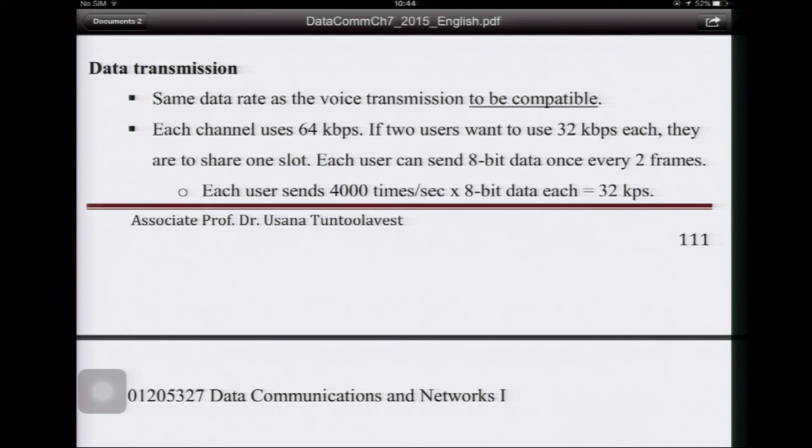Now, if we have two users who want to send only 32 kilobit per second each, maybe not nowadays, but this is a technique. I just want to tell you the idea of how you can combine them together in the same slot, even though the data rate we are using right now is much higher than this. Anyway, if you have two users who want to use 32 kilobits per second each, they can share one slot. So each user can send 8-bit data every two frames. It will look like this.